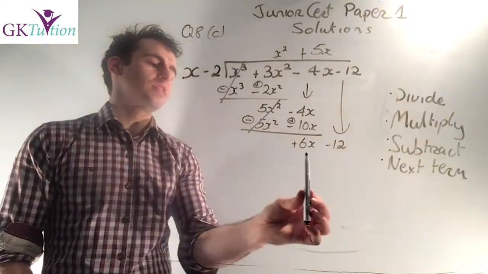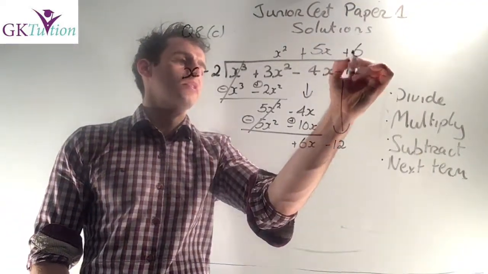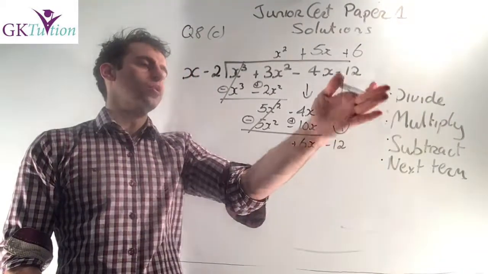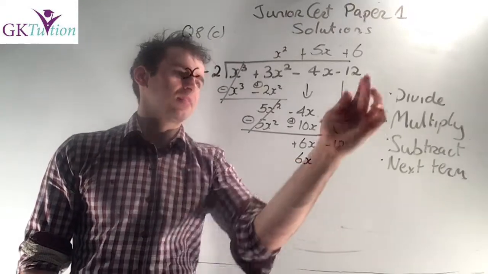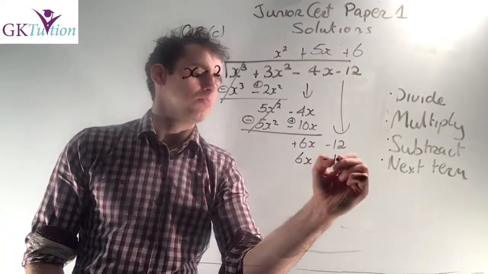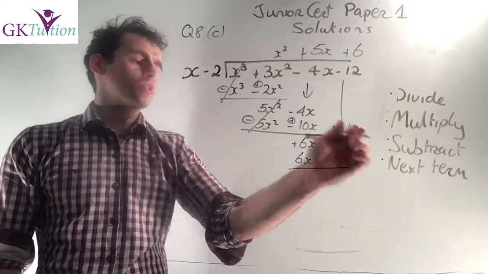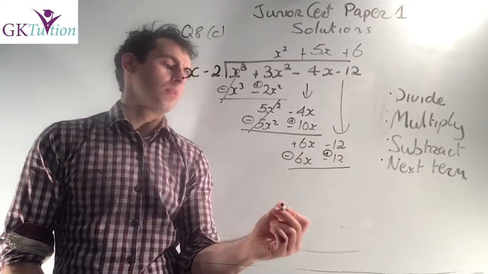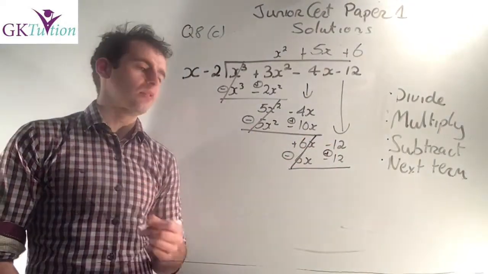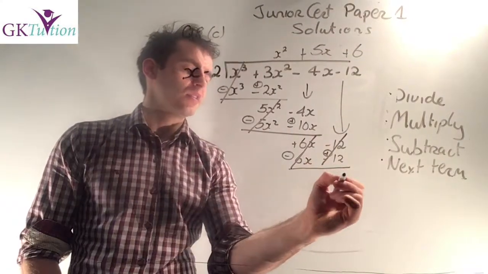And now I start my process all over again at divide. Divide x into 6x, it goes plus 6 times. Now I'm going to multiply 6 by both of those. 6 by x is 6x. 6 by minus 2 is minus 12. Now I'm going to subtract, which means I have to change my signs to a minus and to a plus. 6x minus 6x is 0. Minus 12 plus 12 is 0.